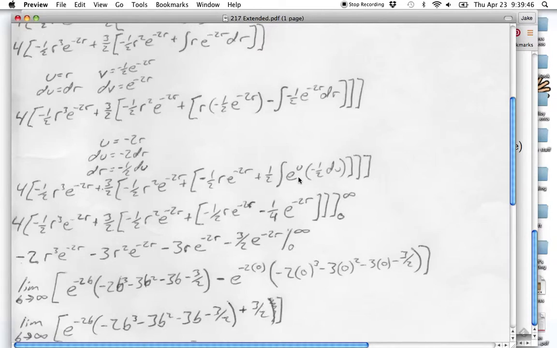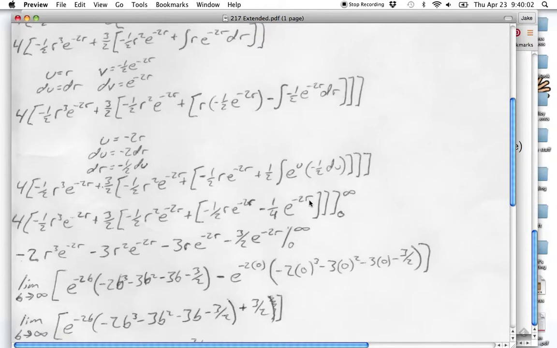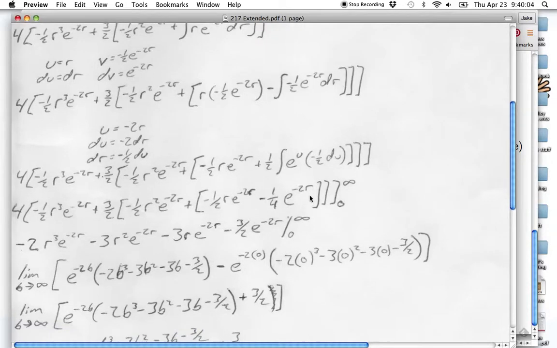So then when I take the integral of e to the u, I just get e to the u again. I took out this negative 1/2. That's why we have a positive 1/2, negative 1/2. That's why we have a 1/4 here. I integrated e to the u, and I got e to the u, and then I substituted back in for my r's. So I had that part.